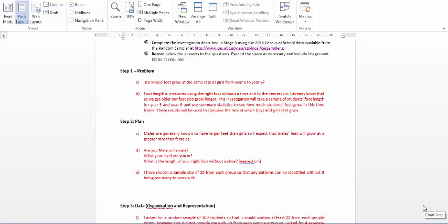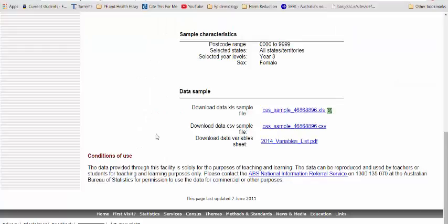The question that I was investigating in my assignment was, do males' feet grow at the same rate as females from Year 5 to Year 8? The data that I used was sourced from the Australian Bureau of Statistics using the Census at School Australia.